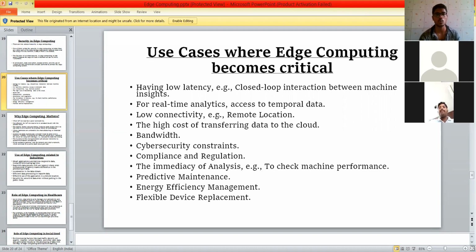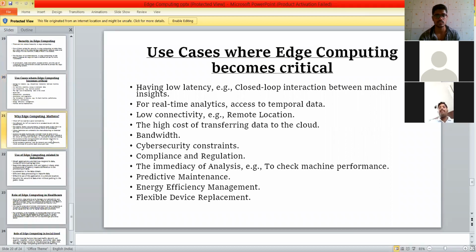Then low connectivity in remote locations. If you are going to villages, there we can get low connectivity, so at that time we can face this situation. Another situation is the high cost of transferring data to the cloud. Another is bandwidth and cybersecurity constraints, and compliance and regulation. We have more rules and regulations around edge computing.